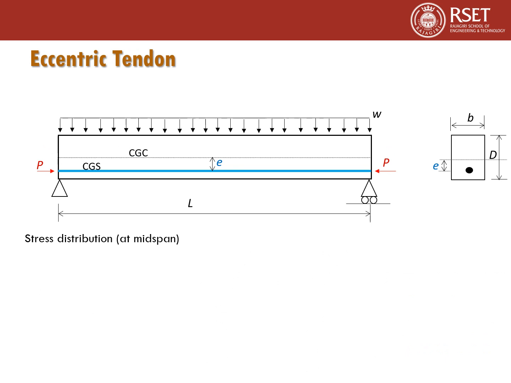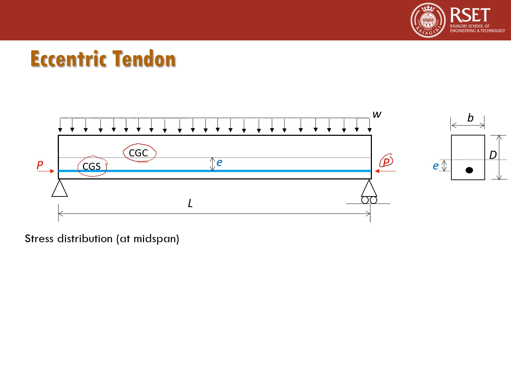The next case, let us consider an eccentric tendon. In eccentric tendon, the centroid of the tendons is at a distance E from the centroidal axis of the member. Here, CGC represents the centroidal axis of the member and CGS represents the centroidal axis of the tendons. That means that the net force P acts through the centroidal axis of the tendon.